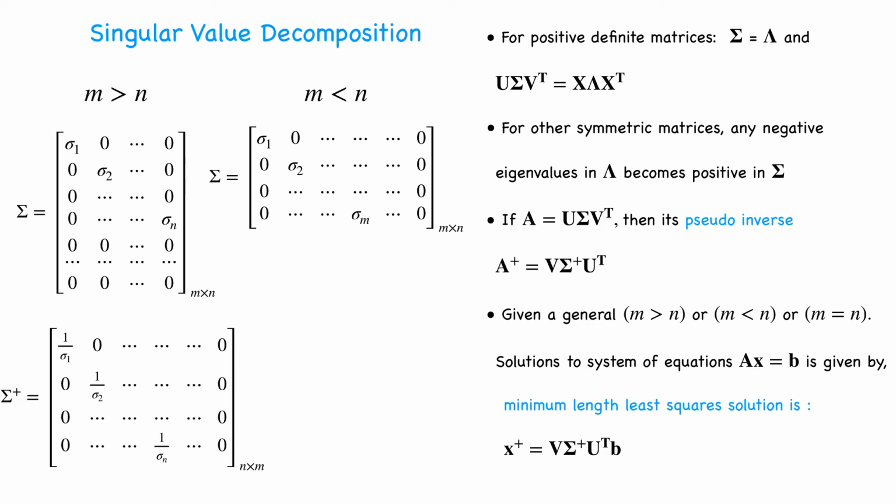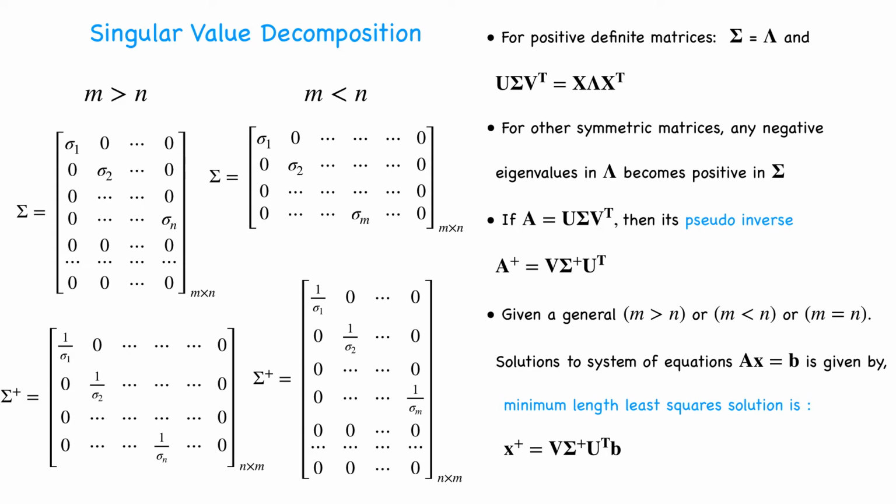For m less than n, the dimension of sigma would be m cross n, whereas sigma plus would be n cross m, and it occupies the m diagonal positions with inverted singular values. So this is how the pseudo inverse is computed, and this is how it is used in the computation of solutions to systems of equations and also the inverse of a matrix. Let us see now some examples of how it looks.